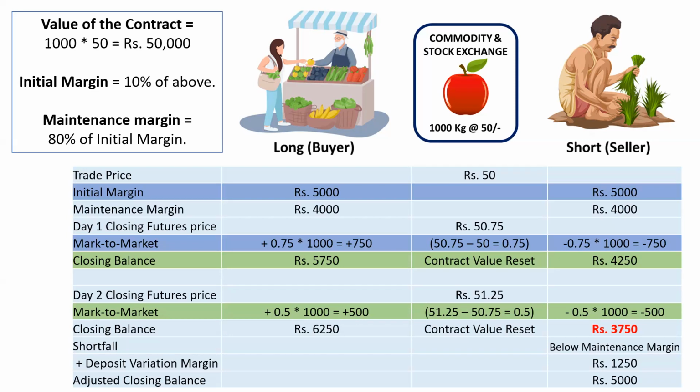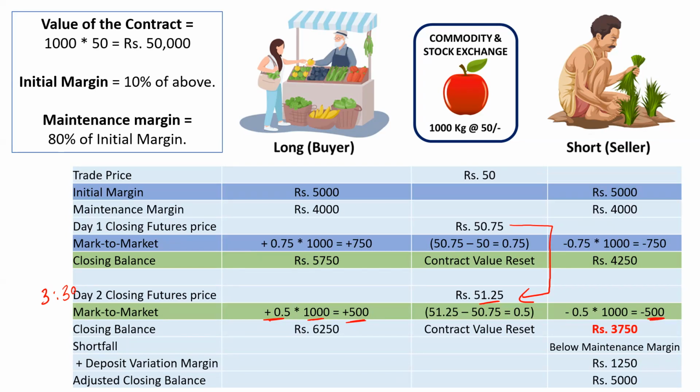Now day 2, around 3:30 p.m., the futures closing price was 51.25. So from 50.75 it has gone up to 51.25. That means there is an increase of 50 paise. So it is plus 0.5. Multiply by 1000 per kg. So total profit made by the long is 500 as on day 2. So if this guy is making 500, this guy is losing 500.